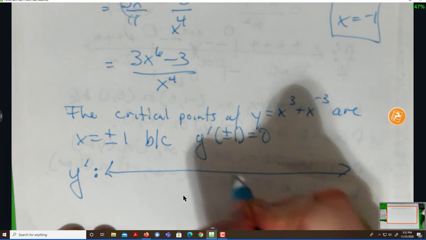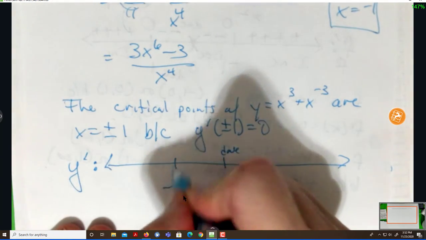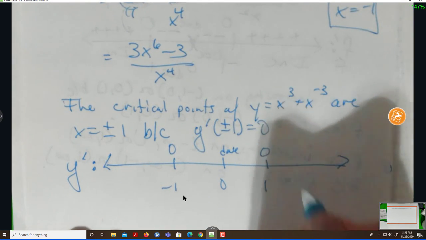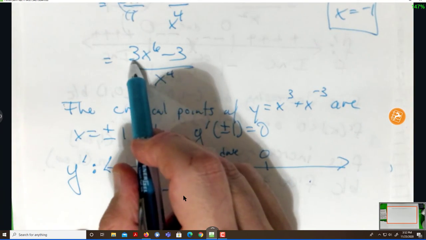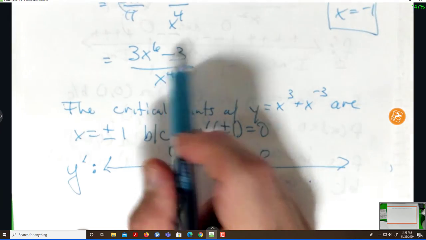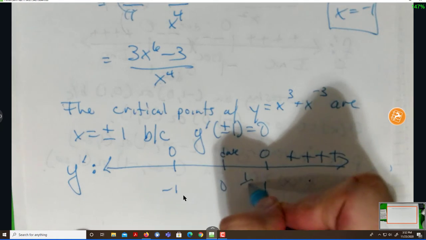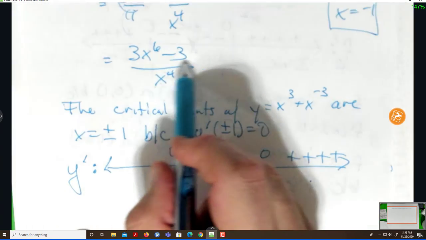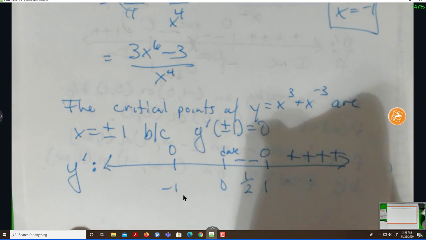Okay. So it doesn't exist at 0, so I'm going to put a DNE, but remember, that's not a critical value. Negative 1, positive 1. Okay. 5. Okay, so this would be positive. This would be positive. A big positive minus 3 is positive. The quotient of positives is positive. How about 1/2? Okay, this would be positive. But this numerator is going to be negative, and therefore the quotient is negative.